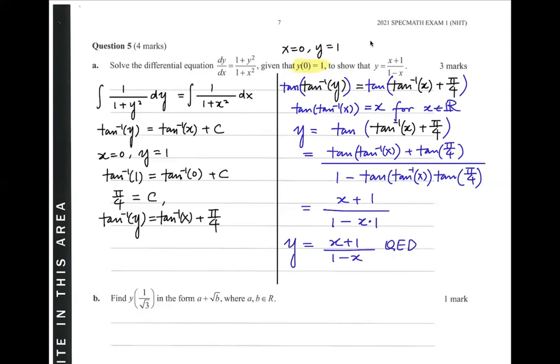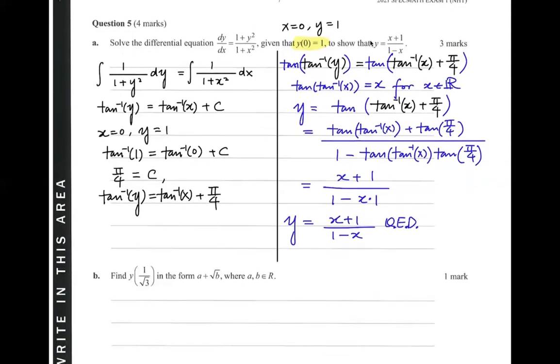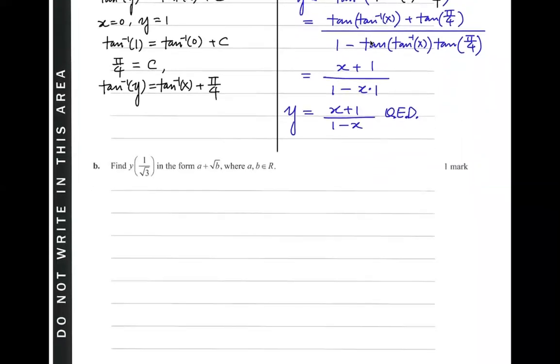It's a good place to write QED here. I finished the show that part, and then we want to find y of 1 over root 3 in the form of a plus root b. So y of 1 over root 3 is just (1 over root 3 plus 1) over (1 minus 1 over root 3), using the result we just shown in the previous part.